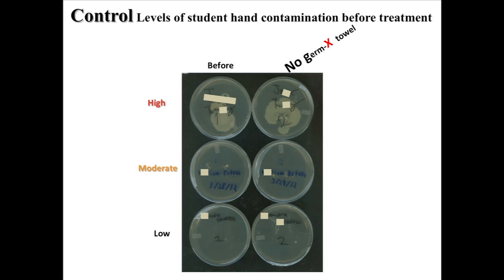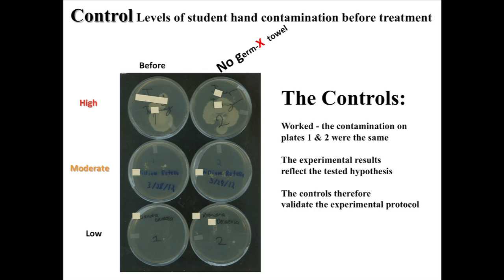We did controls, which did not use Germ-X towels, showing that it was, in fact, the Germ-X treatment which eliminated the hand contamination on high, moderate, and low samples. Of course, 0 was 0 for both. And so the controls show that it was the Germ-X towels that had the effect on eliminating the contamination. I blocked out the student's name for privacy reasons. So the controls worked. The experimental results reflect the tested hypothesis. The controls, therefore, demonstrating a valid experimental protocol, show that we have an adequate experiment in place to test the hypothesis whether Germ-X towels are capable of reducing student hand contamination.